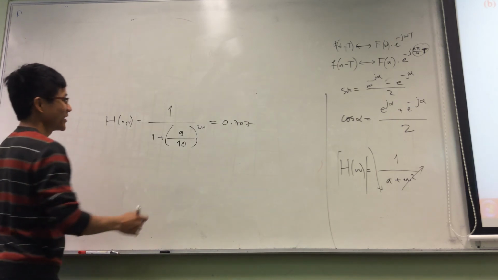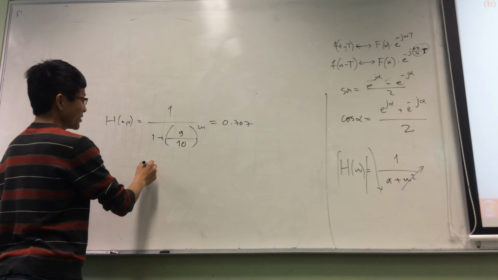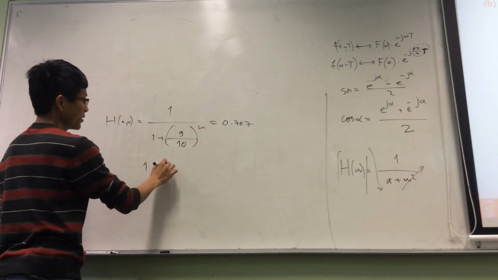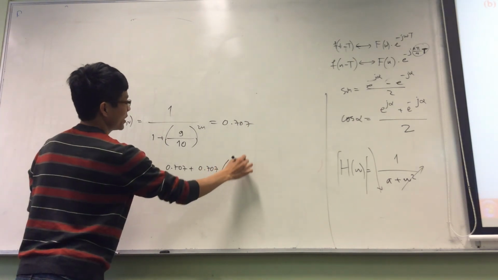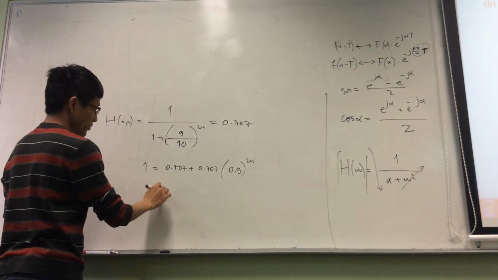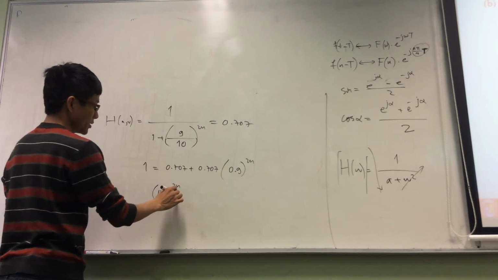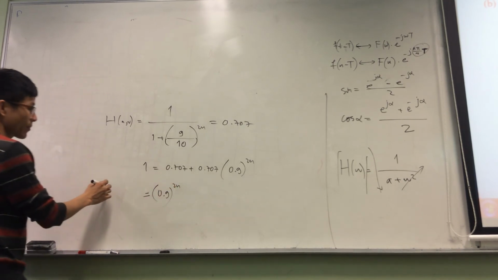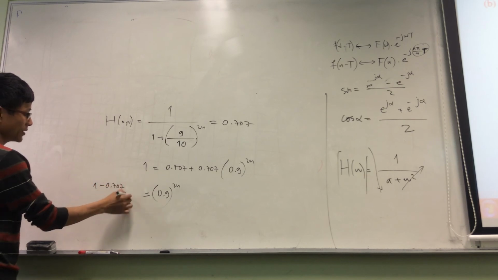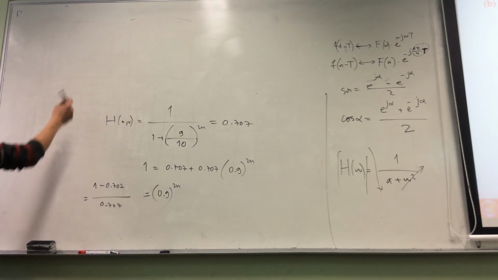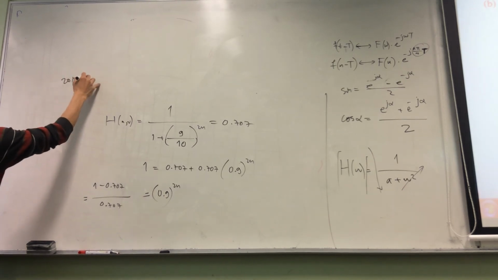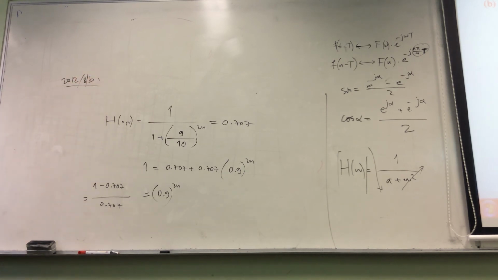So we have 0.707 on this side, 0.707 plus 0.707 times 0.9 to the power 2n. So you got 0.9 to the power 2n equal to (1 minus 0.707) divided by 0.707. This is the 2012 question. It's already written. It's much easier, this question.